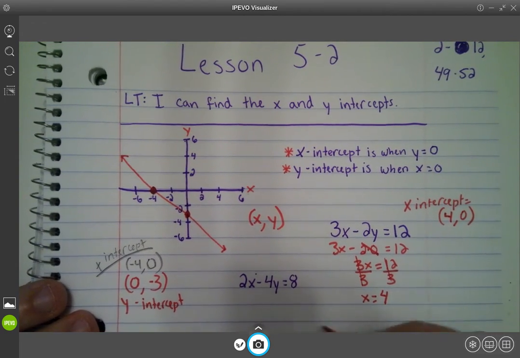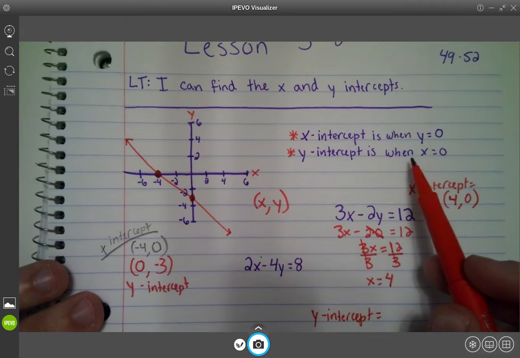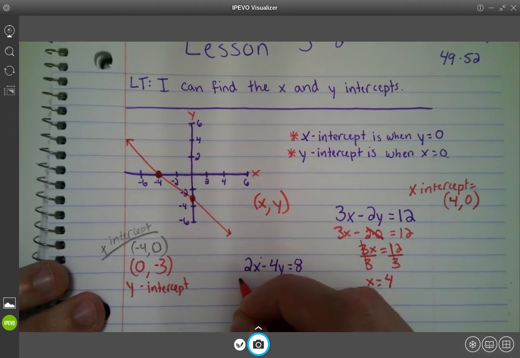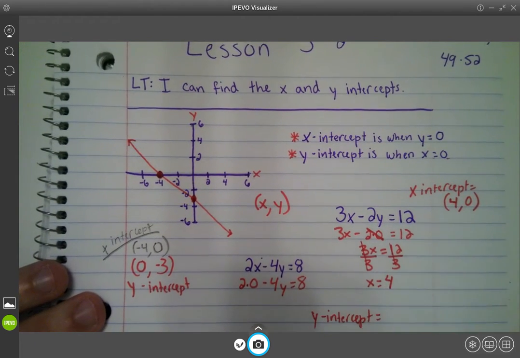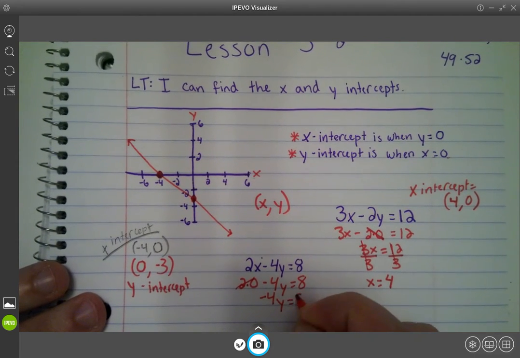If I wanted to know the y-intercept, let's look at this next one. That is when x is equal to 0. So we're going to put 0 in for x here. Now we have 2 times 0 minus 4y equals 8. It's going to cancel, and we get negative 4y equals 8.